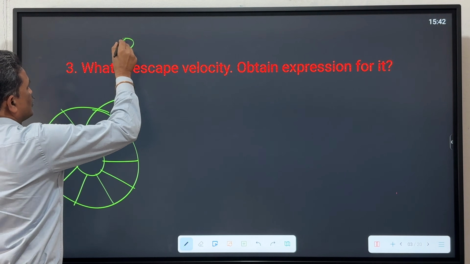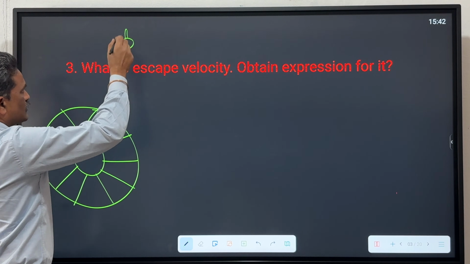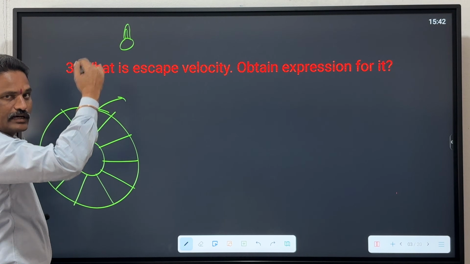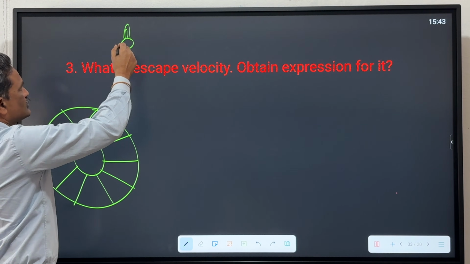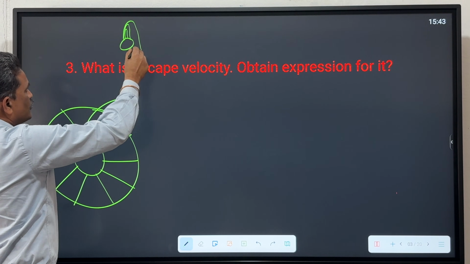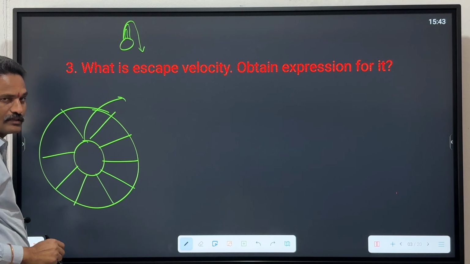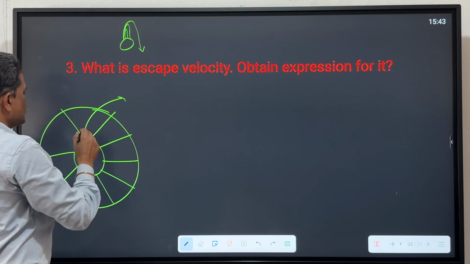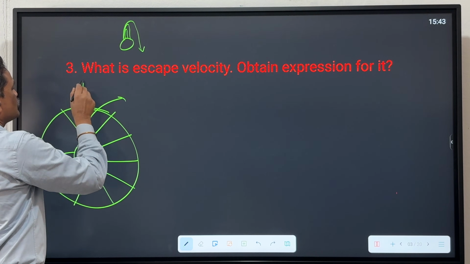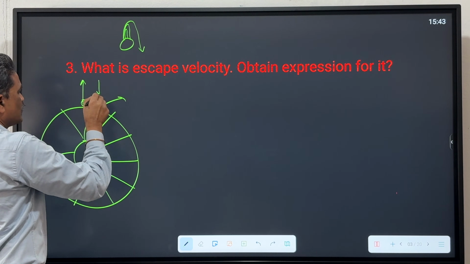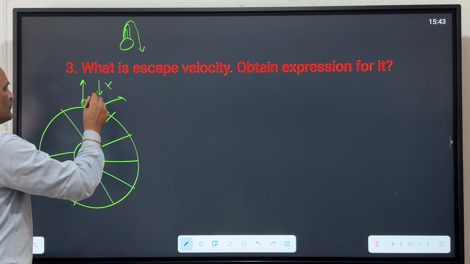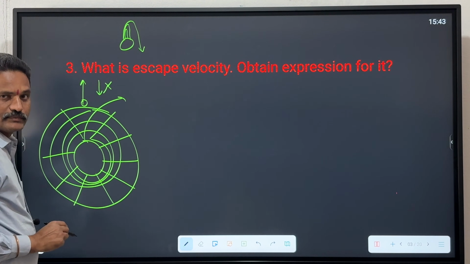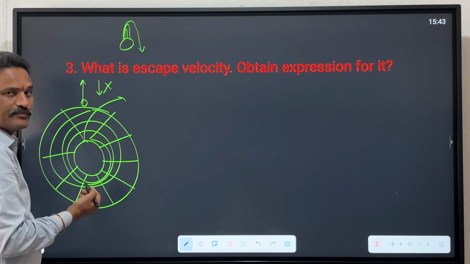If I throw something up, it goes to a certain height and falls. If I increase the speed, the height increases. If I increase it further, it will not come back and fall on the ground. The velocity with which a stone must be thrown into space such that it never returns, it goes away from the gravitational field of the earth. It should escape from the gravity of the earth.